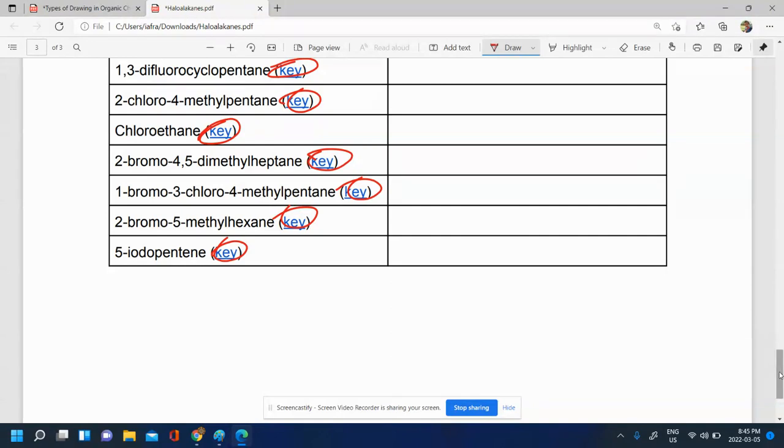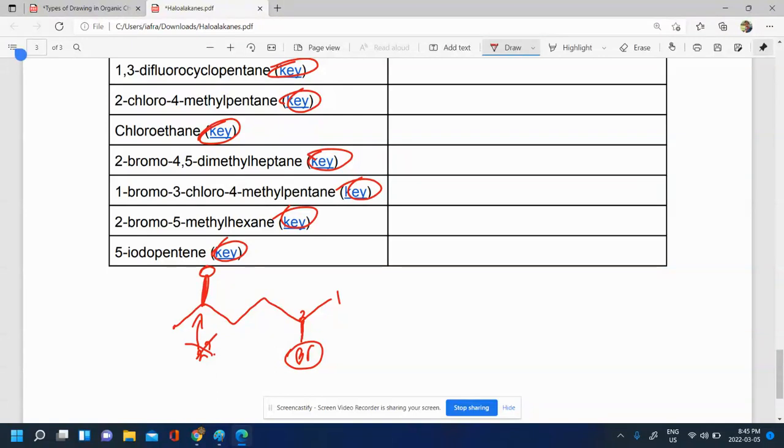So let's go ahead and try the 2-bromo-5-methylhexane. So hexane is 6 in the parent chain. So 1, 2, 3, 4, 5, 6. Carbon number 2 has a bromine on it right here. And then carbon number 5 has a methyl. So that's 2, 3, 4, 5 right there. How come we didn't name this one carbon number 2? Well, it's because bromine comes first in the alphabet. So we would make this one carbon number 2 instead. So 1, 2, 3, 4, 5, and then 6.